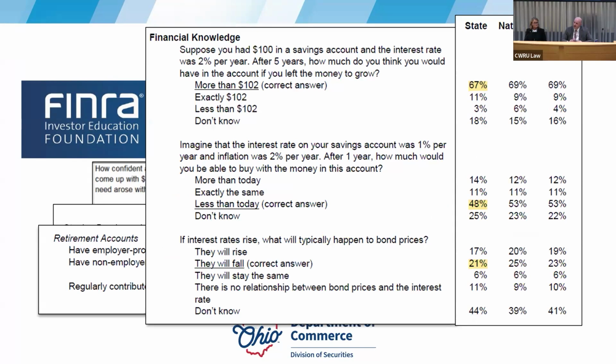We also learned that Ohioans, compared to the nation and the region, struggle with some basic financial knowledge metrics. So, for example, questions like: suppose you had $100 in a savings account that earns 2% per year. After 5 years, how much will you have in that savings account? Ohioans were unable to answer that question at the same rates as their regional peers. Similar questions about the behavior of bond prices and interest rates: Ohio investors answered at 21% as compared to 25 and 23 respectively.